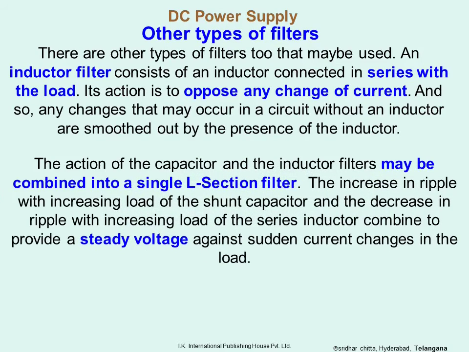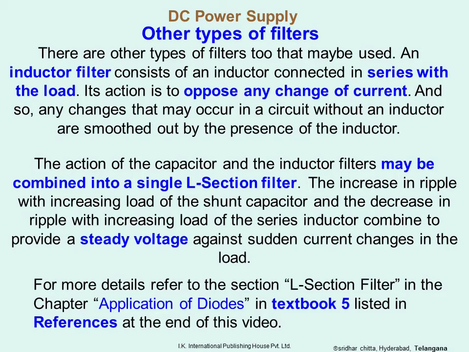The action of the capacitor and the inductor filters may be combined into a single L-section filter. The increase in ripple with increasing load of the shunt capacitor and the decrease in ripple with increasing load of the series inductor combine to provide a steady voltage against sudden current changes in the load. For more details, refer to the section L-section filter in the chapter Application of Diodes in textbook 5 listed in references at the end of this video.